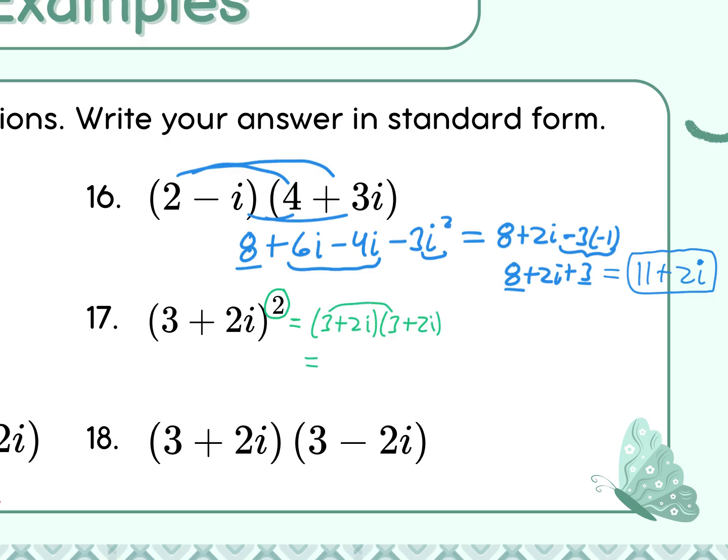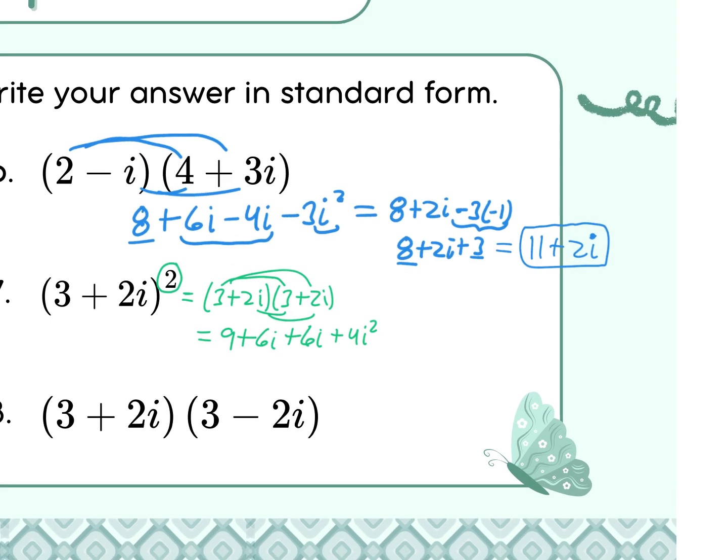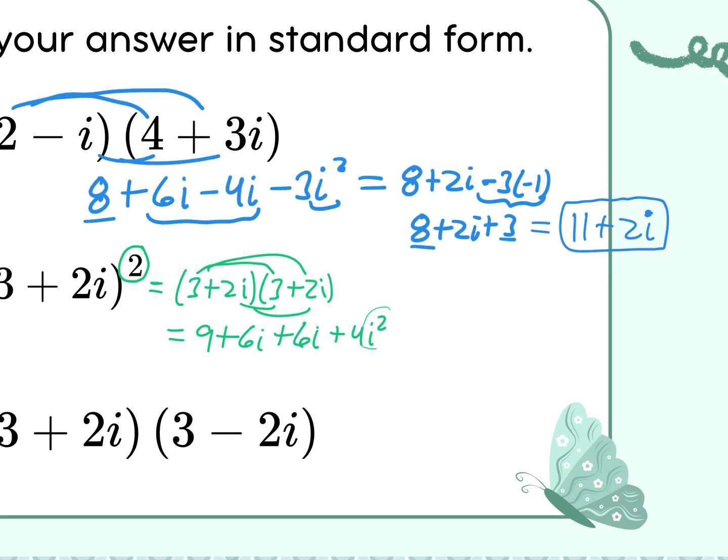normal, right? 3 times 3 is 9. 3 times 2i is 6i. 2i times 3 is another 6i. And then a 2i times 2i is a 4i squared. But again, i squared is -1. So this I can immediately replace with a -1. And then I get a 4 times -1 is a -4.